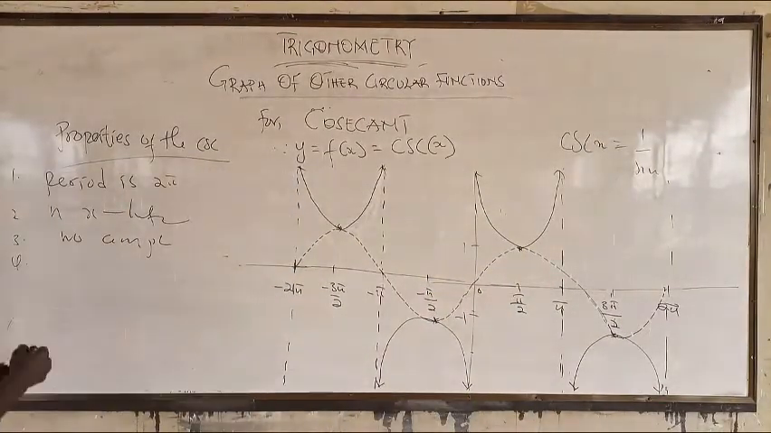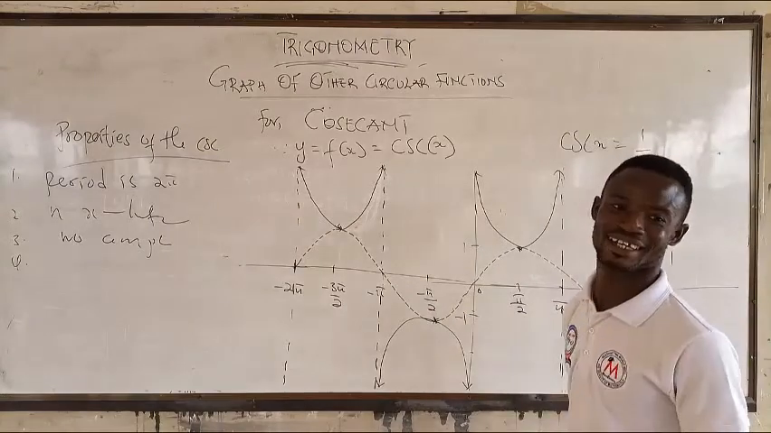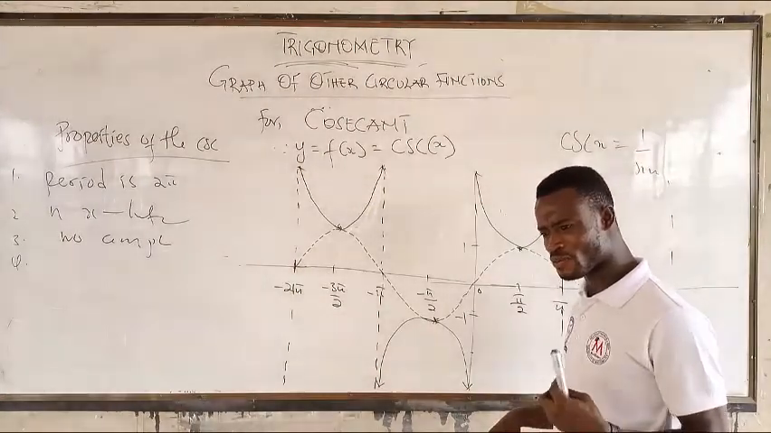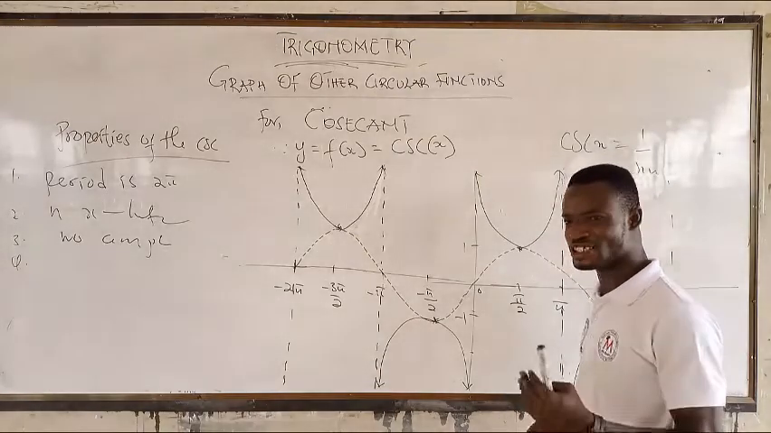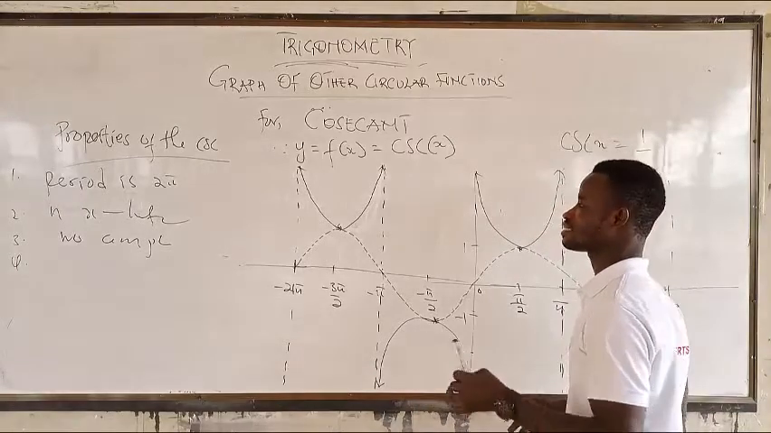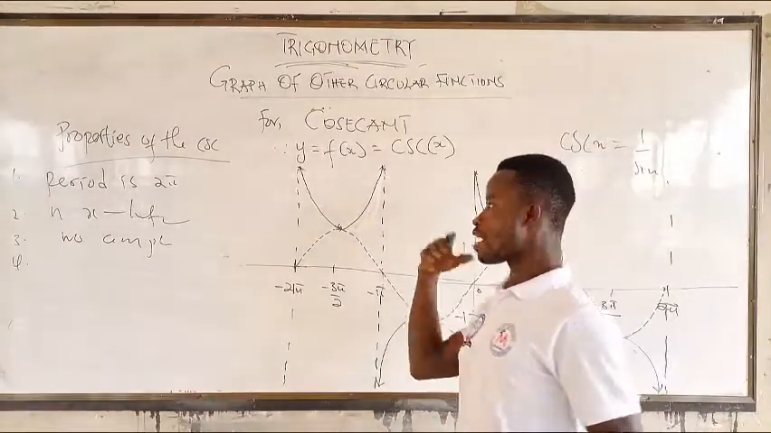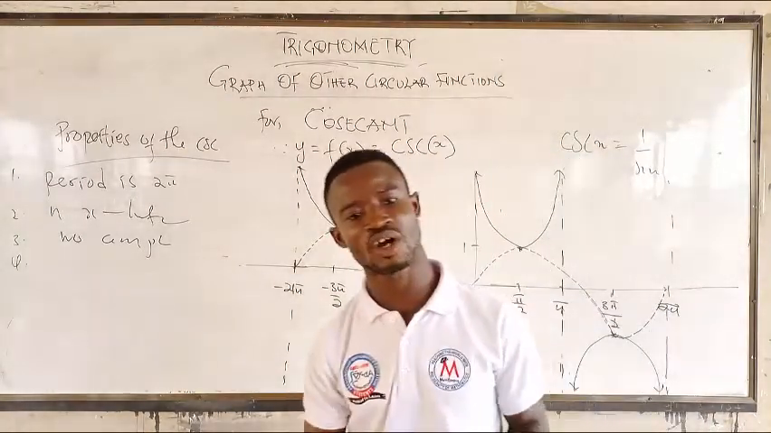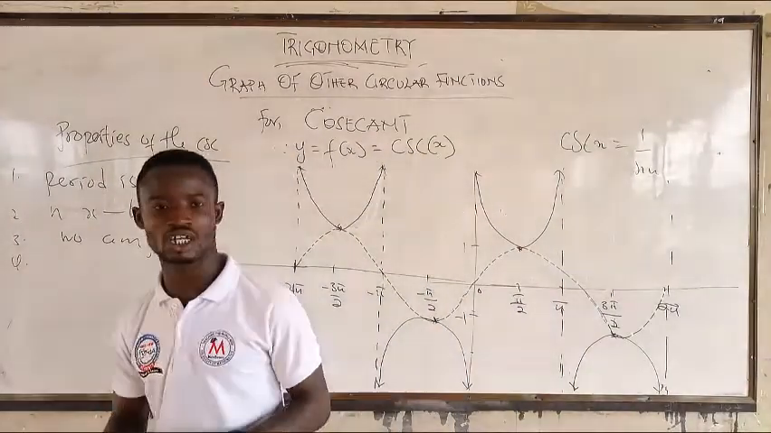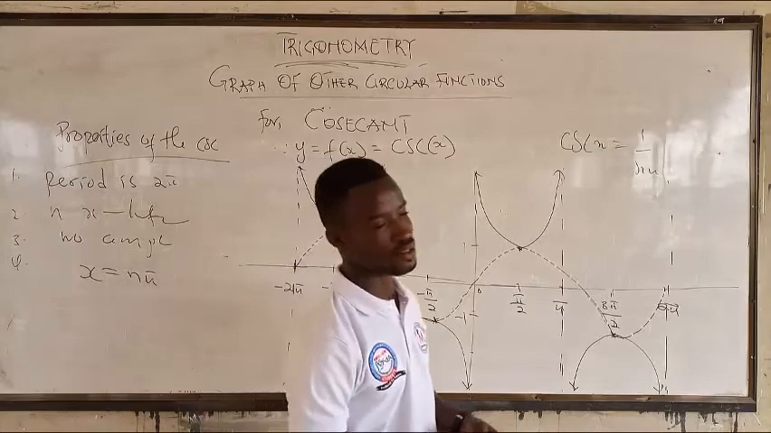Fourthly, what can you say when it comes to asymptotes? The graph is discontinuous. You know what a continuous function or a discontinuous function is, alright? A continuous function means that there is no break, asymptote or hole. That is what makes a function continuous. But with this, you can see that we have an asymptote in it. So the graph is discontinuous at values of x of the form x equals n pi.